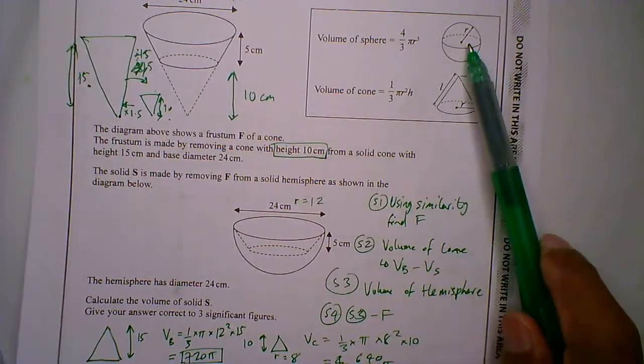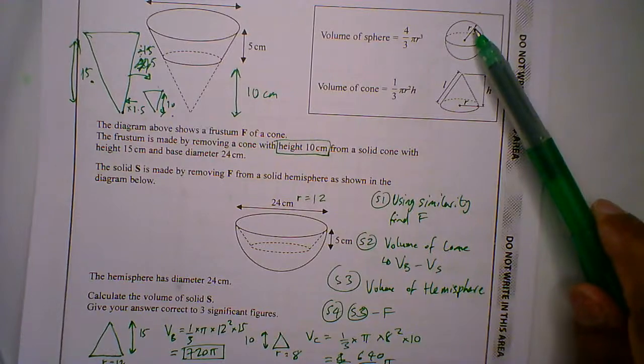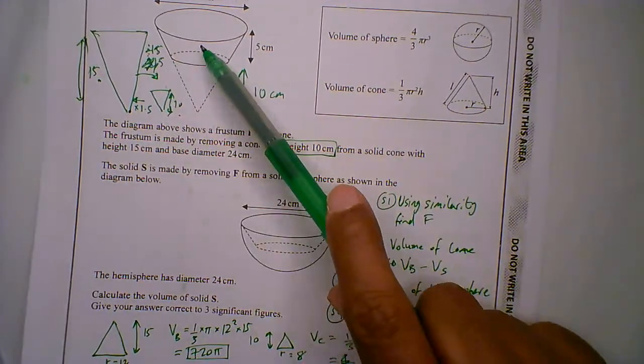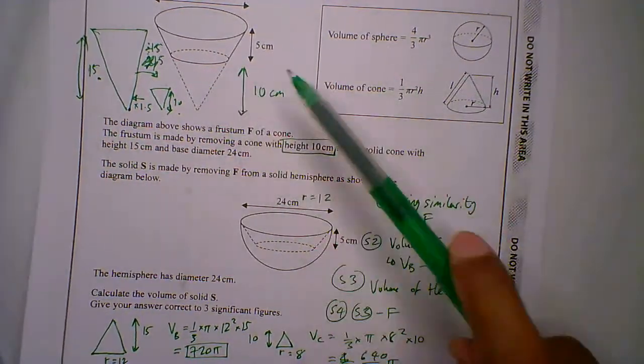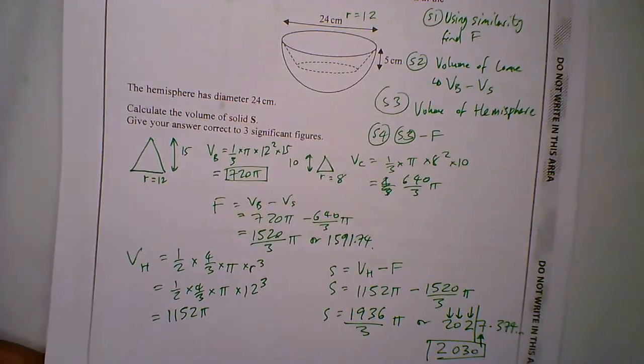So you can see it's a sphere. This is a hemisphere. So whatever you do here, half it. Here you've got a cone somehow. It's not going to tell you to do this, but it's inviting you to do that. So please make sure you do that.